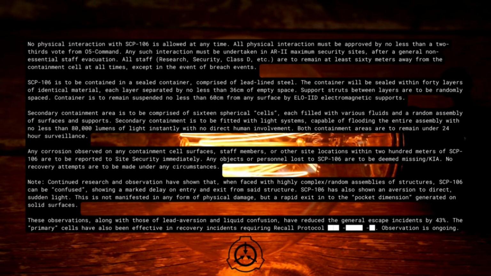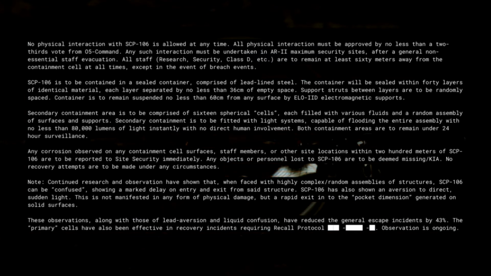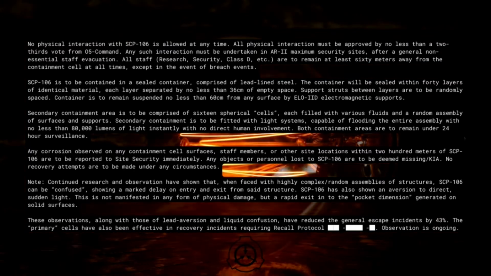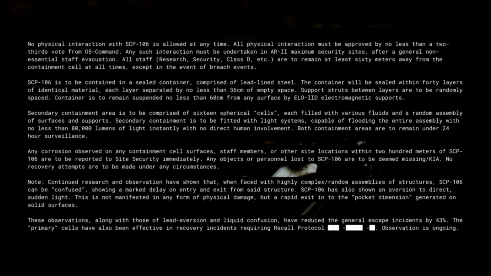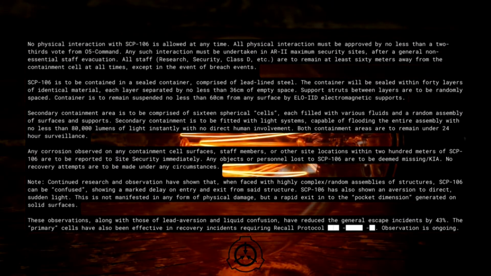Both containment areas are to remain under 24-hour surveillance. Any corrosion observed on any containment cell surfaces, staff members, or other site locations within 200 meters of SCP-106 are to be reported to site security immediately. Any objects or personnel lost to SCP-106 are to be deemed missing/killed in action. No recovery attempts are to be made under any circumstances.